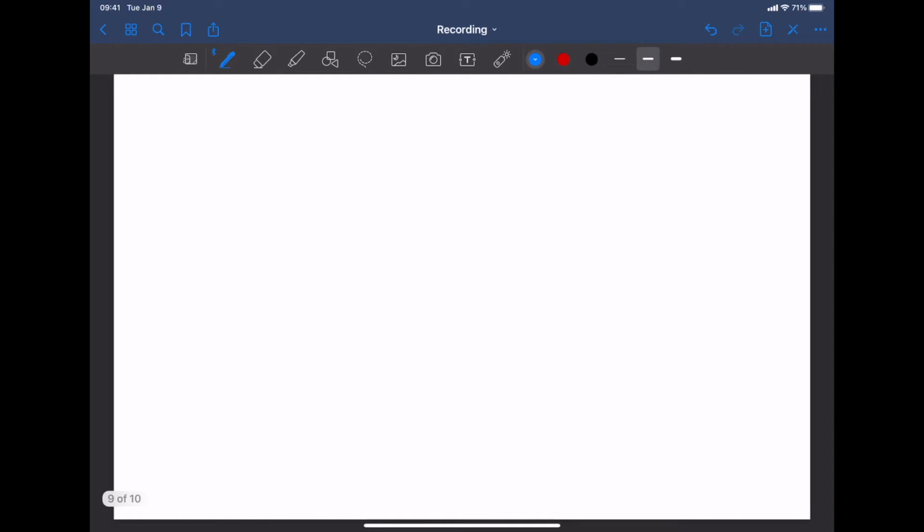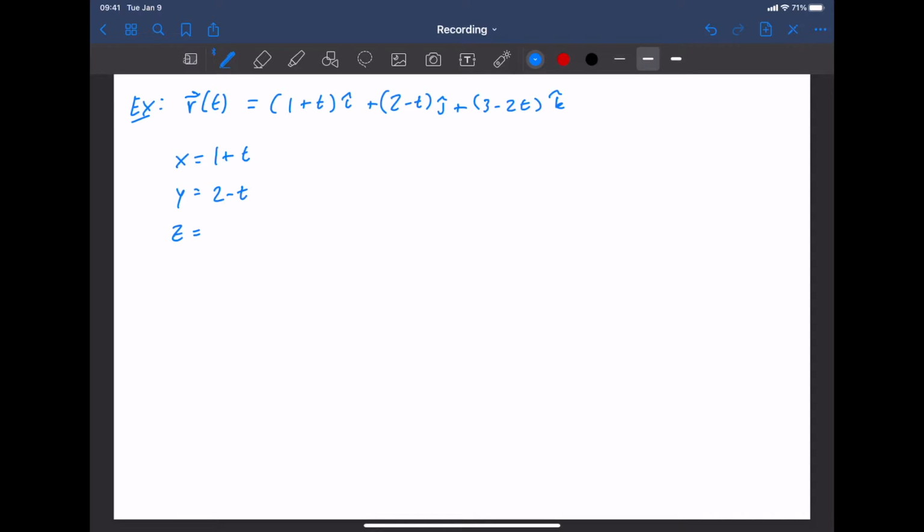We're going to start with something that should look very familiar. It's presented slightly differently, but it really should look familiar once you get used to seeing this kind of guy. We have 1 plus t in the i direction, 2 minus t in the j direction, and 3 minus 2t in the k direction. What would the sketch of this look like? So here we go. Our x is 1 plus t, our y is 2 minus t, our z is 3 minus 2t.